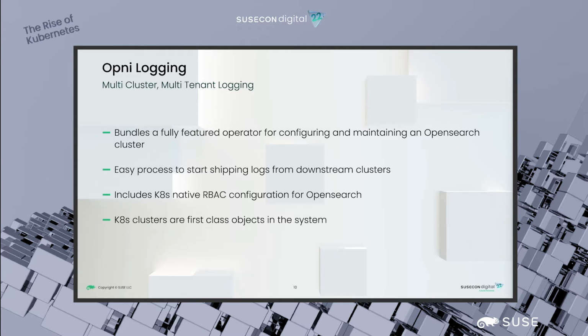Now, one of the things to note is that most logging systems, OpenSearch included, are very generic. They're built to support a large variety of use cases. So what we wanted to do for Opni logging is drill down on that a little bit more and introduce Kubernetes clusters as first-class objects into that logging system. So what this means is that when a user is creating their role-based access or trying to manage the Kubernetes clusters within OpenSearch, they are first-class objects, and it makes the whole process of managing that very simple.